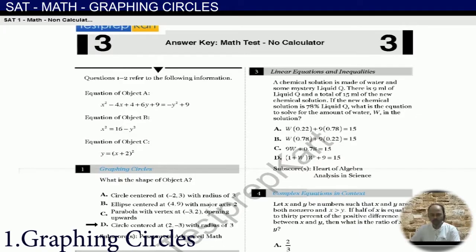Question number 1. Question 1 refers to the following information. Equation of object A: x squared minus 4x plus 4 plus 6y plus 9 equals minus y squared plus 9. Equation of object B: x squared equals 16 minus y squared. Equation of object C: y equals (x plus 2) whole squared. So let's see the first question.